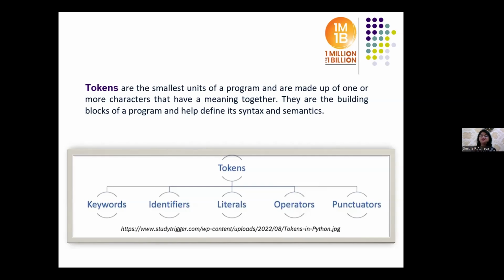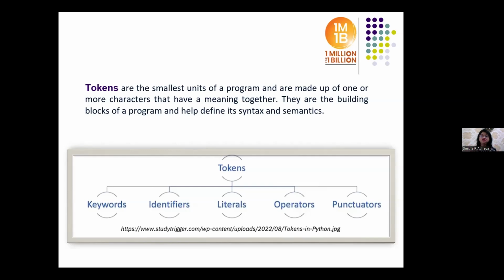Similarly, whenever you write any Python command, you are supposed to use parts of speech, but here we are not using that term, we are using the term tokens. Tokens are the smallest units of a program statement and are made up of one or more characters that have meaning together. If I combine the noun, pronoun, adjective, and verb, only then is a meaningful statement formed. Similarly, in Python also, the compiler or the interpreter should understand what you are writing. You have to write the statement in such a way that it forms a meaningful sentence. Combining all these small units of the statement, they are called tokens.